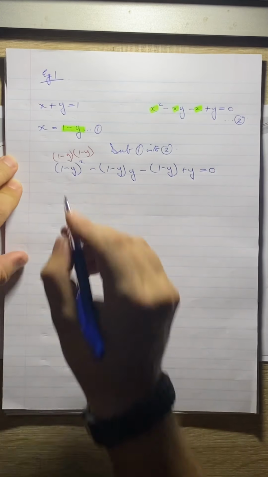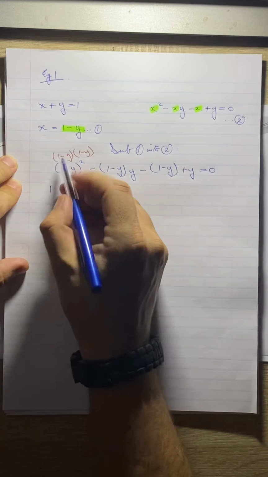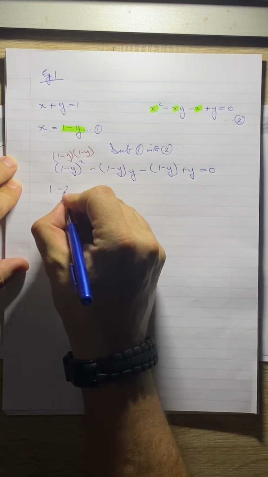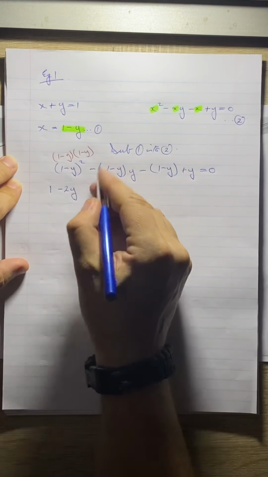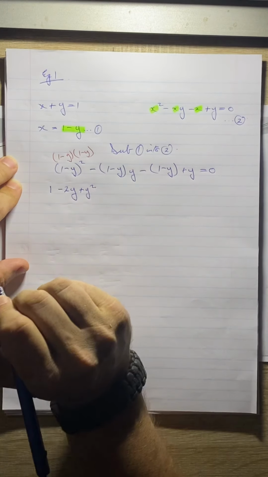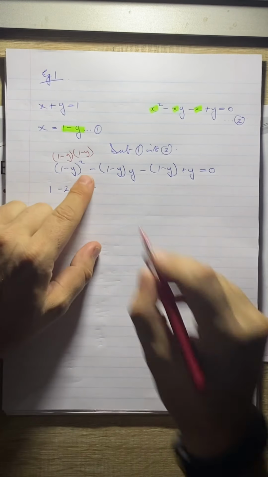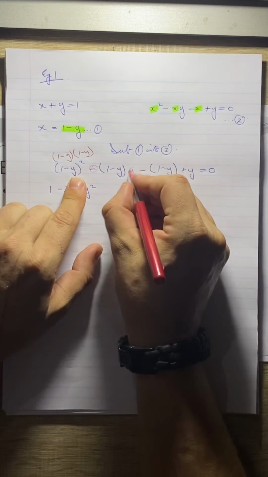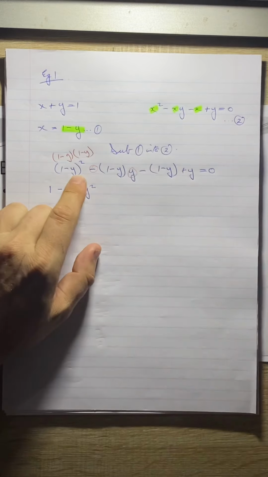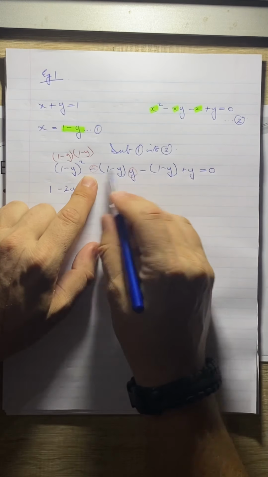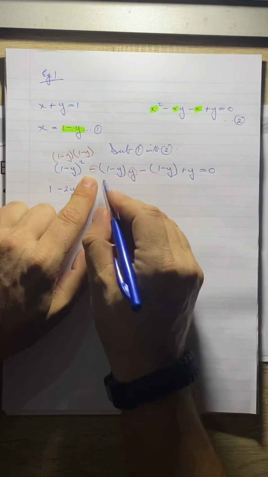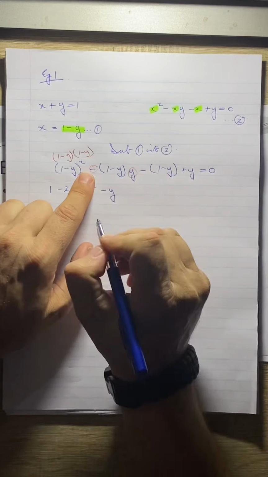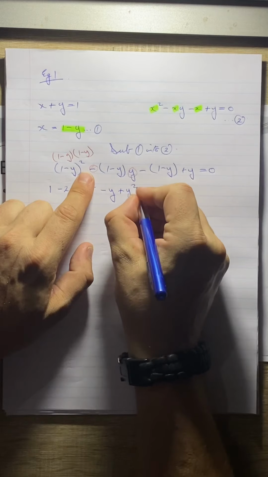So the first will give us 1. The outers will give us minus y. The inners will give us minus y, so we get minus 2y. The last will give us plus y squared. Okay. Now with this one, just be very careful. I need to multiply the negative into the bracket as well as the y. So what I'm going to do is multiply in minus y to both these terms here. So minus y times 1 is minus y. Minus y times minus y is plus y squared.